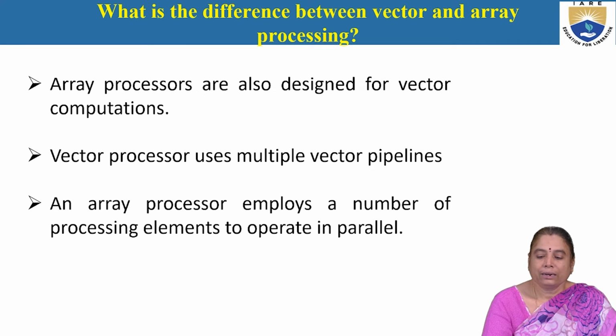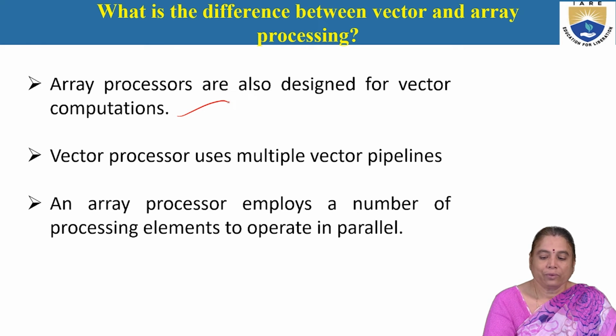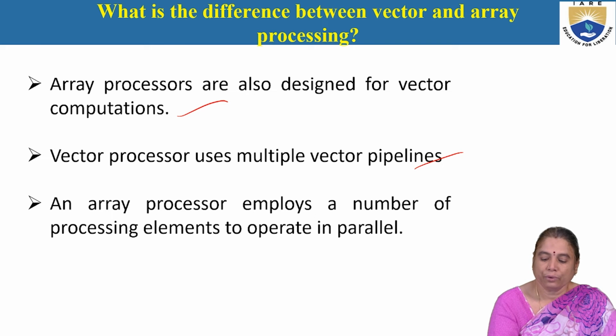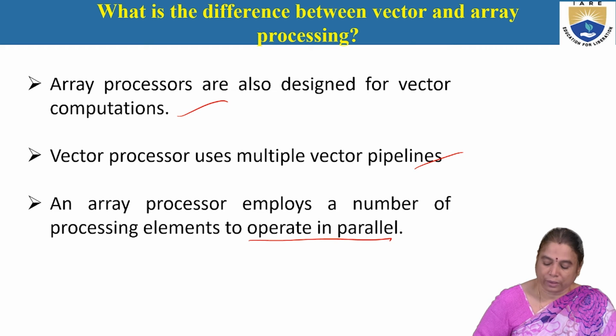Next, what is the difference between vector and array processing? Array processors are also designed for vector computations. Vector processors use multiple vector pipelines. An array processor employs a number of processing elements to operate in parallel. Generally, scientific and engineering applications use the vector processor.